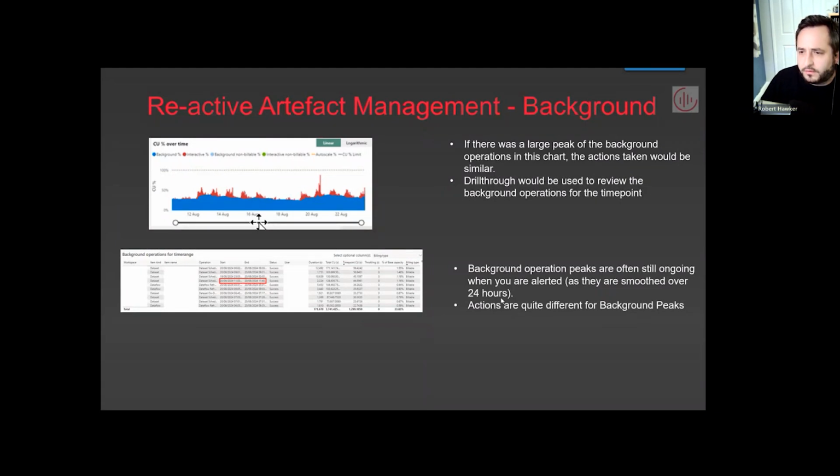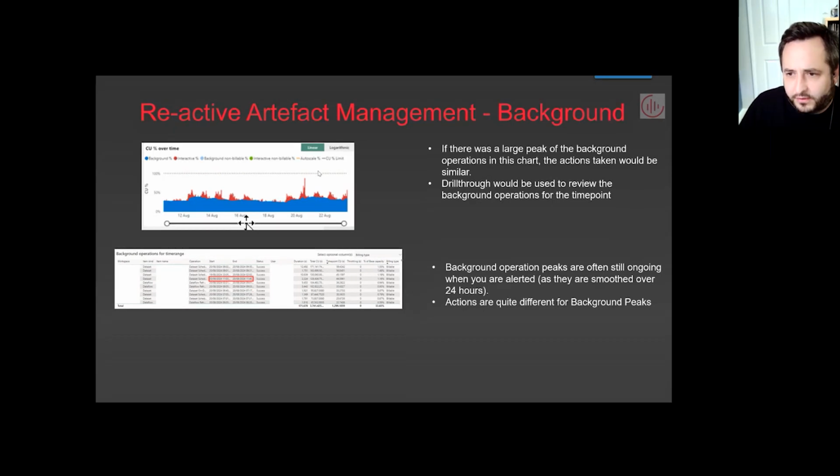So let me start this page again. The actions we take would be very similar if it's background operations. So if the blue lines are actually going over the 100% line, we'd still take very similar actions. We would drill through to the next page. We would spot those background peaks. But what you can find is the actions that we need to take can be quite different for those background peaks because they can run over this 24-hour period.